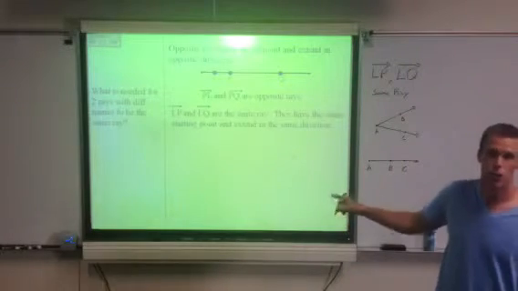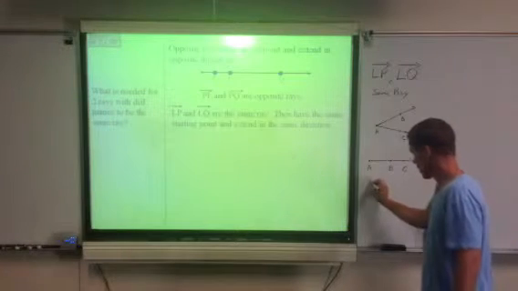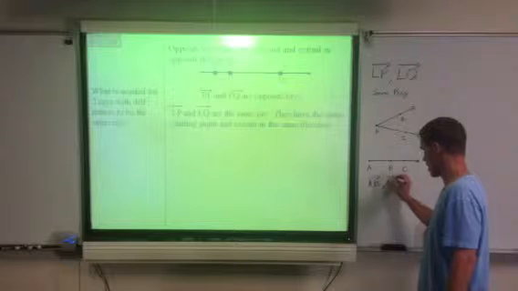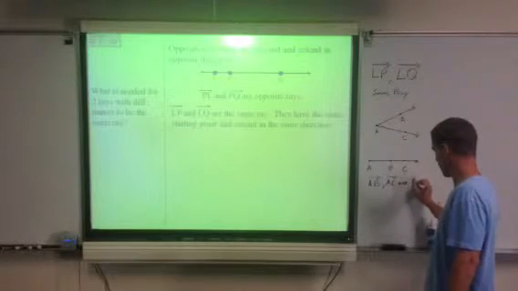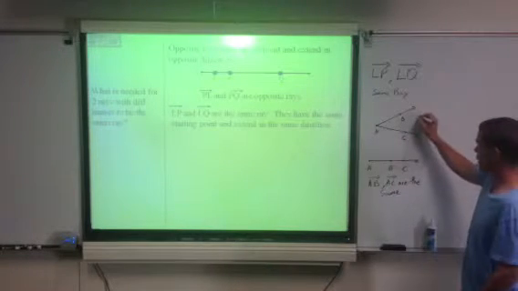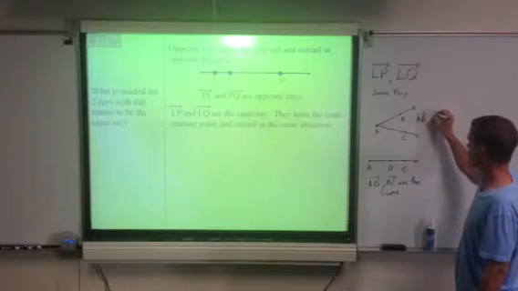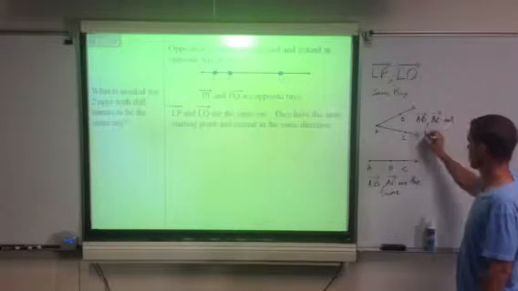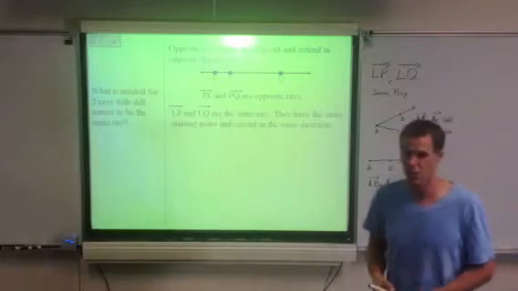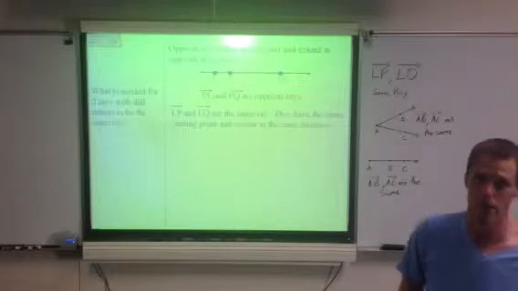In this picture, ray AB and ray AC are the same. So we could say here, ray AB, ray AC are the same. But in this picture here, ray AB and ray AC are not the same. So we have to answer this question. What is needed for two rays with different names to actually be the same ray?